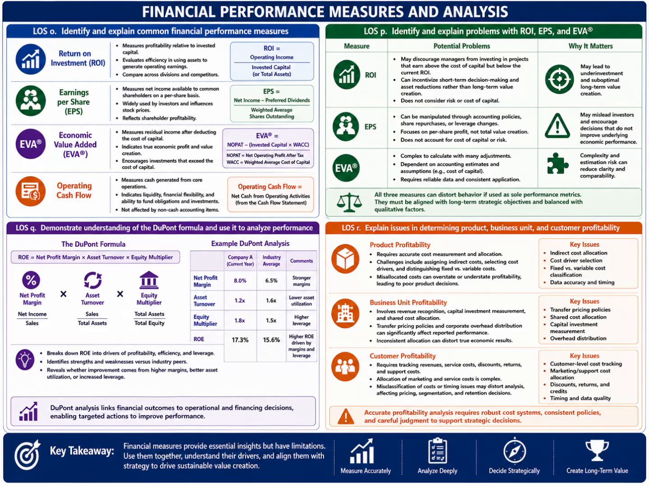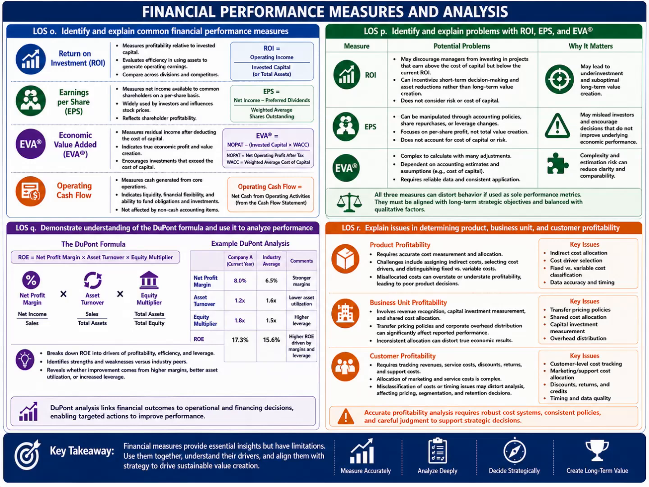LOSQ. Demonstrate understanding of the DuPont formula and use it to analyze performance. The DuPont formula decomposes return on equity, ROE, into three components: profit margin, asset turnover, and financial leverage. ROE equals net profit margin times asset turnover times equity multiplier. This breakdown provides insight into whether performance improvements stem from operational efficiency, asset utilization, or leverage.